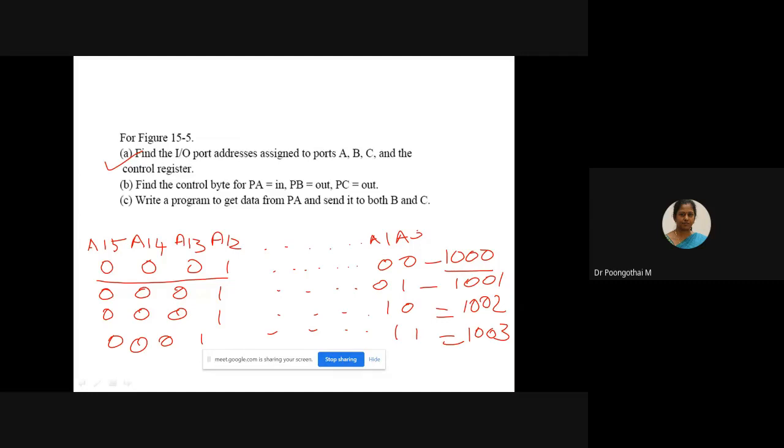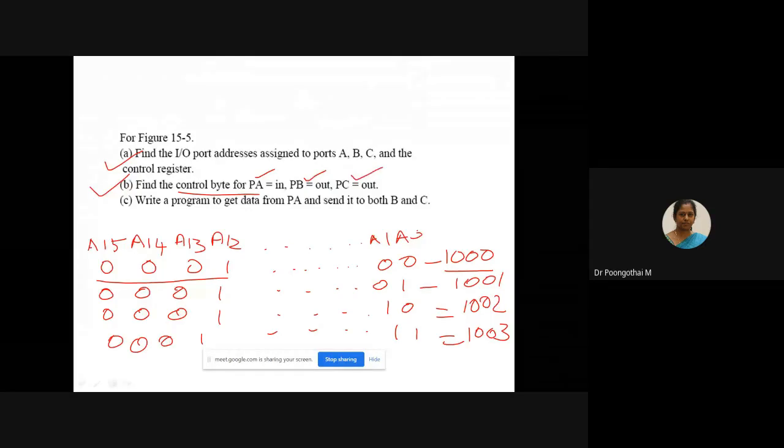Okay. So next question, you have to find out the control register content, that is the control byte. Here port A is going to be configured as input, port B output, port C output, in mode 0. So find out the control word.